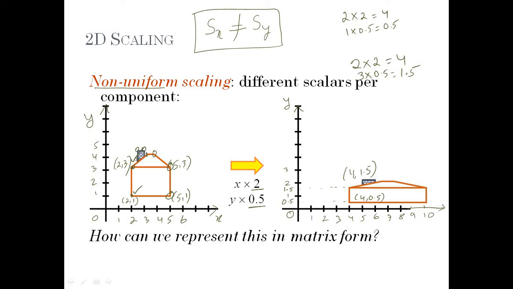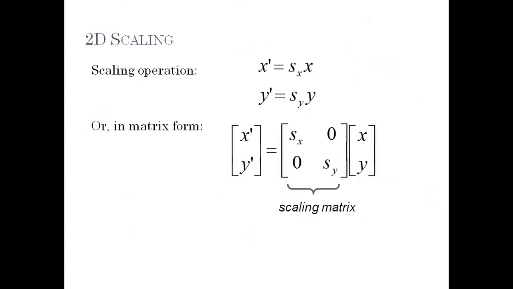Now we should remember that in non-uniform scaling, we can either reduce on the x-axis or on the y-axis. Alright, and it will only matter by the scaling parameters. Now how can we represent this in matrix form? We have the scaling operation, as we can see.